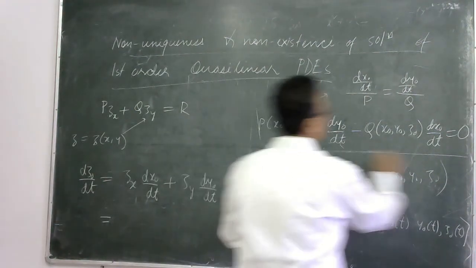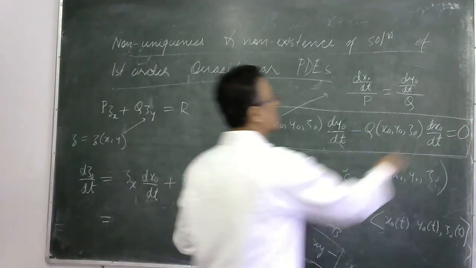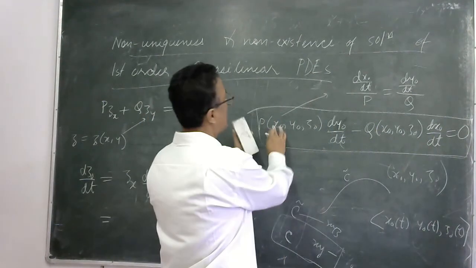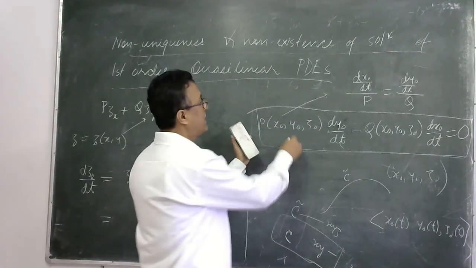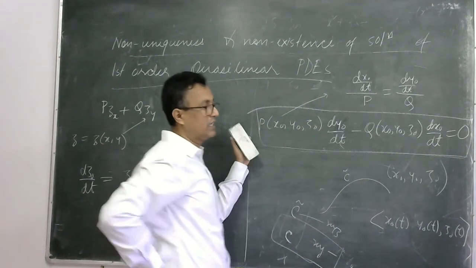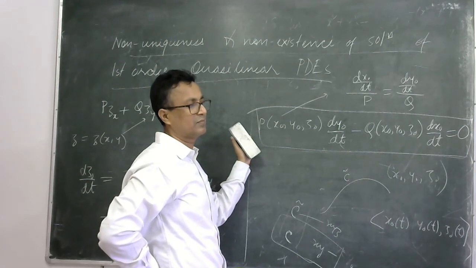Suppose instead of the previous condition, which was that this is not equal to 0, I have been given this to be equal to 0. Then this is going to imply this, isn't it? At x0, y0, z0.